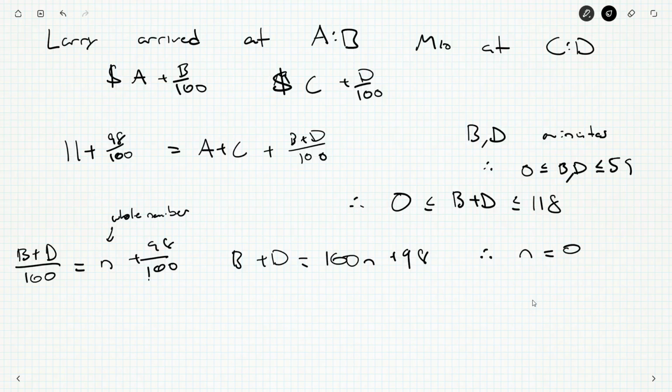So n's got to be 0, because if n were 1, we'd be looking at B plus D as 198. That didn't even happen when we had 3 minutes. So that tells me B plus D is equal to 98. And that's actually pretty significant. We have only that particular case. And then that tells me A plus C is equal to 11.